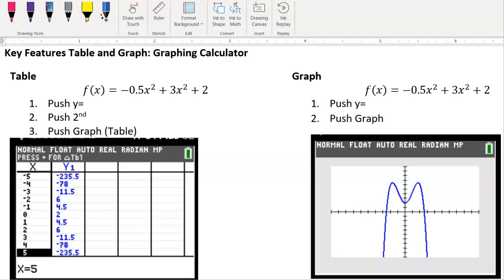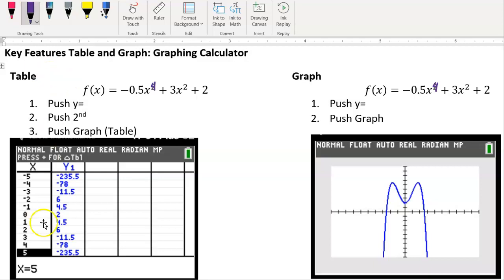All right, in this video we're going to be looking at how to use a graphing calculator to find a table and a graph for a function. First off, if you have my notes, there's a slight typo here. This should be negative 0.5x to the fourth for the example that we're going to start out with. So make that change in your notes, please.